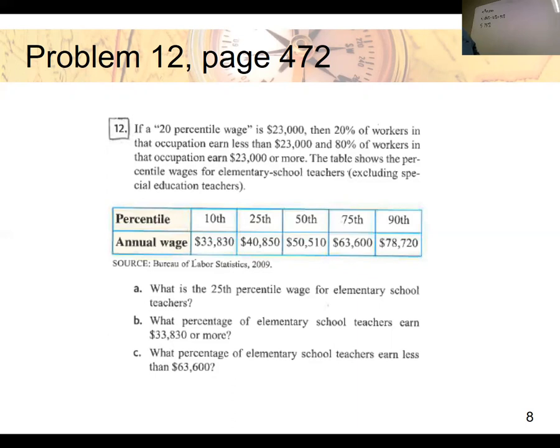Because in B it says earn that or more, because the remaining 25% earn this amount or more. Okay. Yeah. That makes sense, sorry. Okay, I understand. All right, any other questions or clarifications about percentiles?